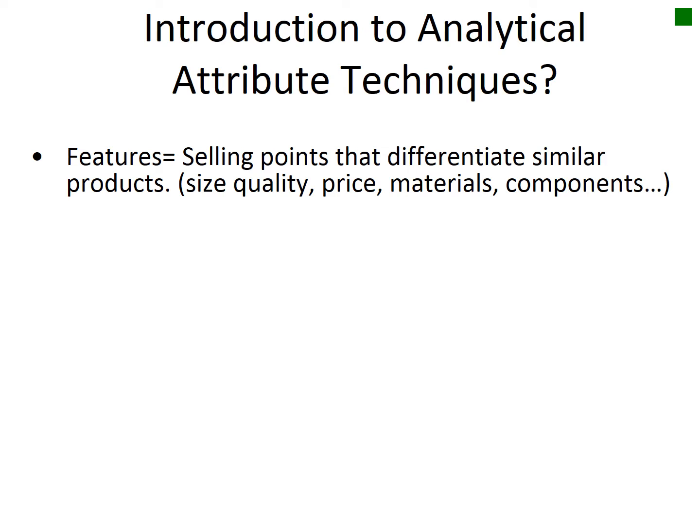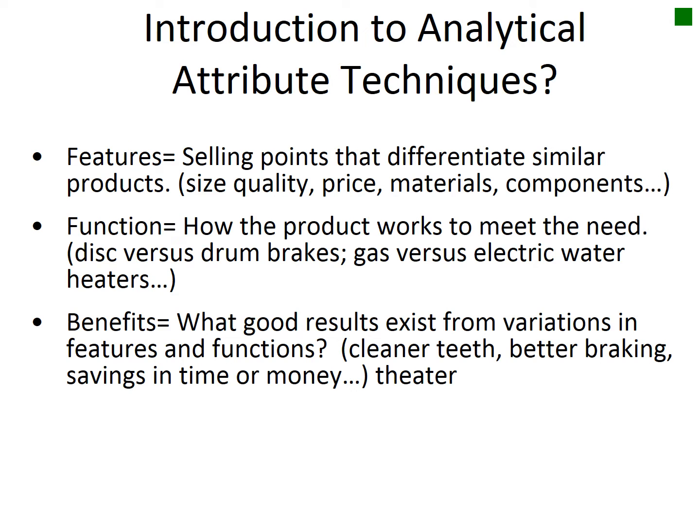So when we talk about features, again, these would be selling points that differentiate one product from another. So specific details of the product, size, quality, price, materials, components, things of that nature that can be changed, added, deleted, improved upon, and so forth, would be features that the product has. So this might be a list of selling items or selling points that you want to identify for the customer, and they will recognize that one product has certain features while another one doesn't, or they'll recognize that the features that one product has are distinctly different from another product's.